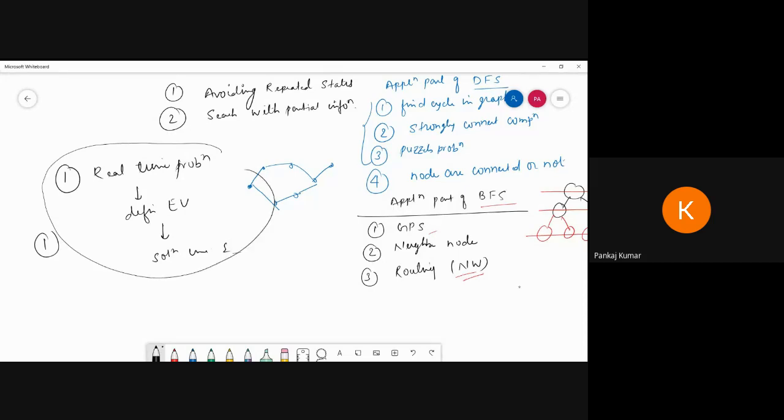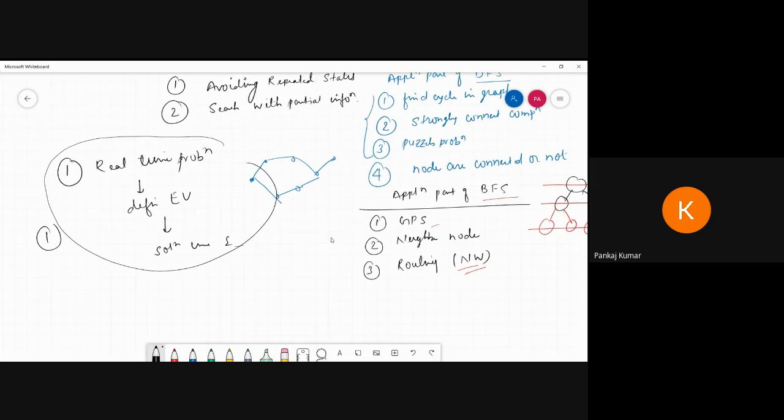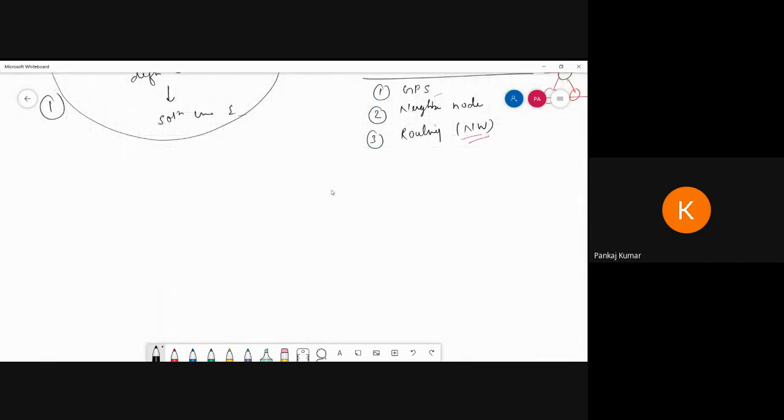Find a real-time problem, define the environment, define the agent, and solve using any search strategy like uninformed search. This is assignment number 1. On the basis of this I can go for the internal assessment. Basically we can do 2 or 3 problems, and that is enough for the internal segment.